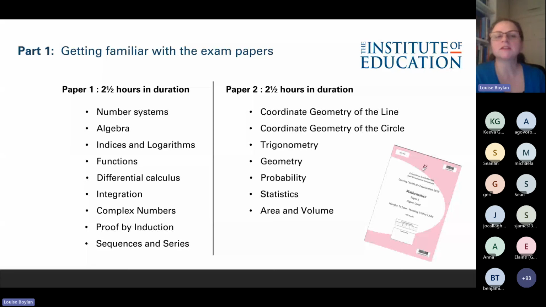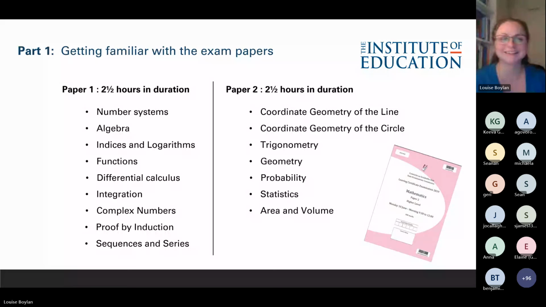It's important that you have a good idea of what topics are where, because the two papers fall across a weekend. Paper one is on a Friday, paper two is on the Monday. You need to keep it clear of roughly what topics are on each, but you do need to be prepared for any topic coming up anywhere. They have had some probability on paper one. They have had some calculus on paper two. So this is a rough agreement of what goes where, but it can vary. Just be prepared for that.